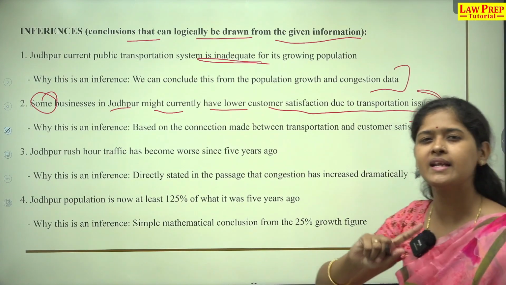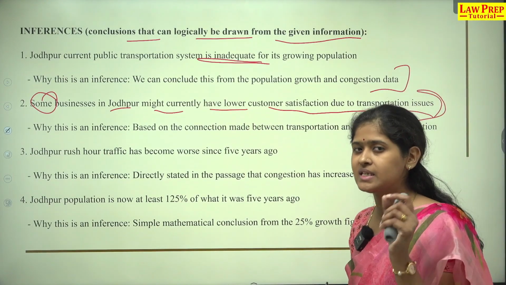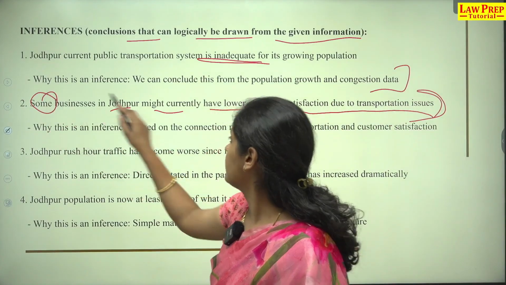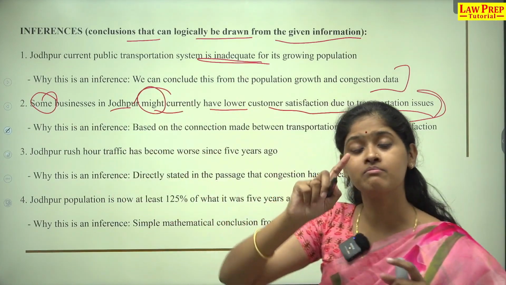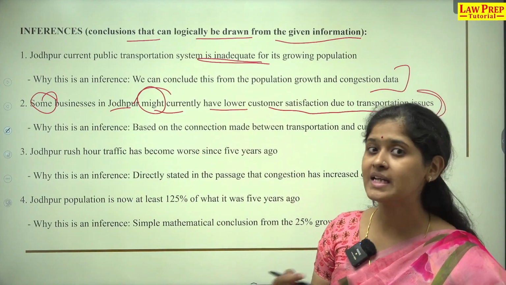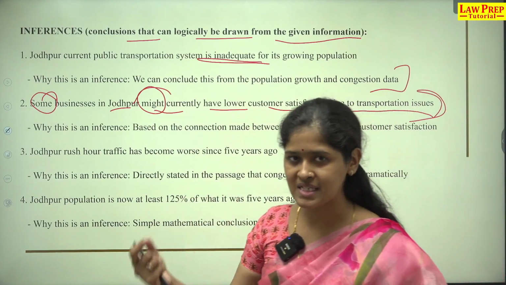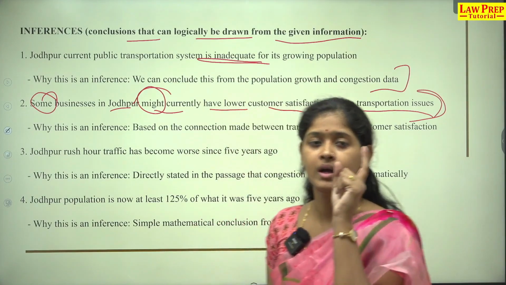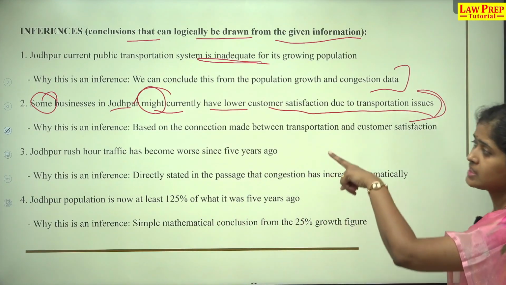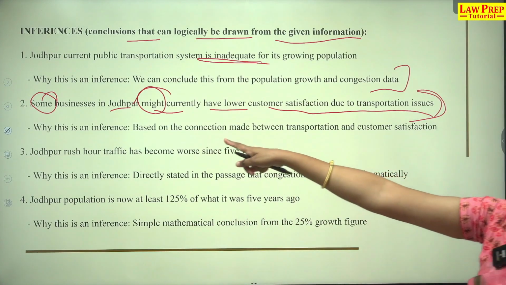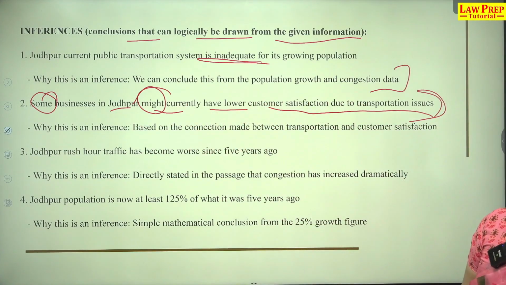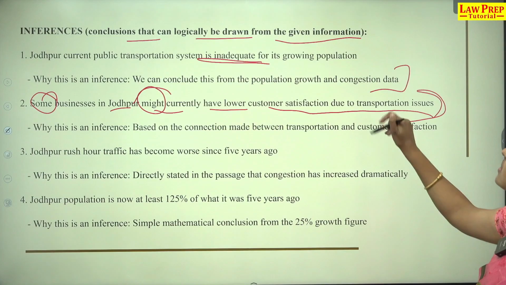If you look at the language of inferences, there is no extreme language written. "Some" and not "all," "might currently" and not "must currently." Are we clear? We read in the past slides that an inference may be true and not must be true, but an assumption has to be true. This is your answer. This is your example. Some businesses in Jodhpur might currently have lower customer satisfaction because of transportation issues.